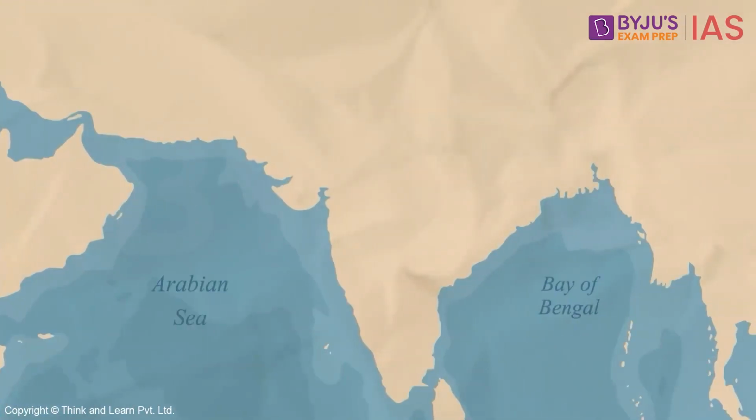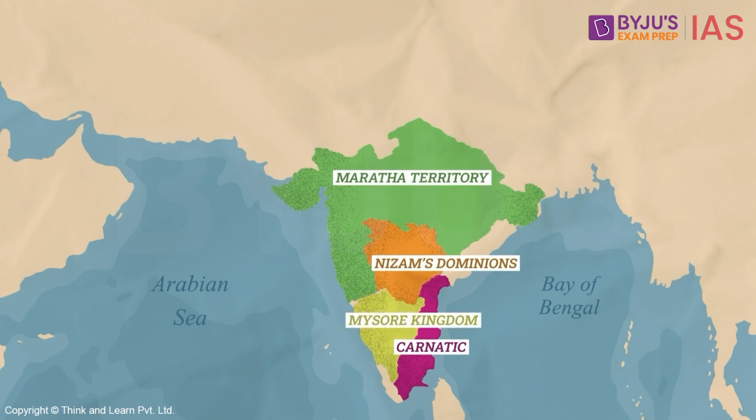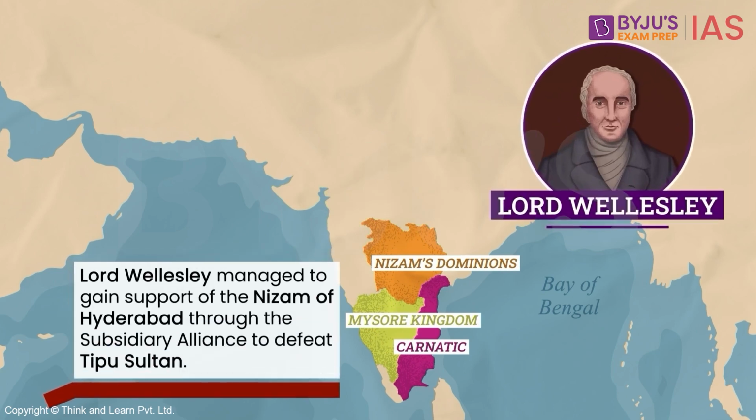From time to time, the neighboring kingdoms such as the Marathas, Nawab of Carnatic and Nizams of Hyderabad aligned with the British to subdue the Mysore rulers. Governor-General Lord Wellesley managed to gain support of the Nizam of Hyderabad through the Subsidiary Alliance to defeat Tipu Sultan in 1799 and placed a young Wudiyar ruler as their puppet.